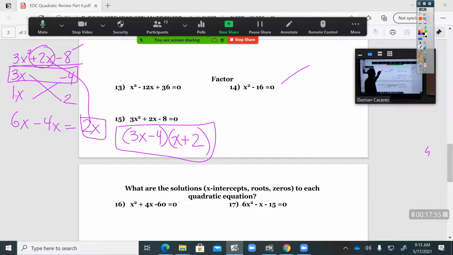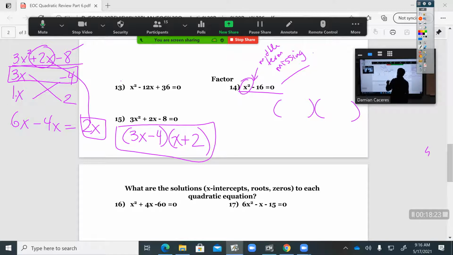Now, number 14, the middle term is missing. When the middle term is missing, that's a clear sign that you have the same numbers in both parentheses, but one's plus, one's minus, because it needs to subtract itself to get rid of the middle term. This is what we call a difference of squares.